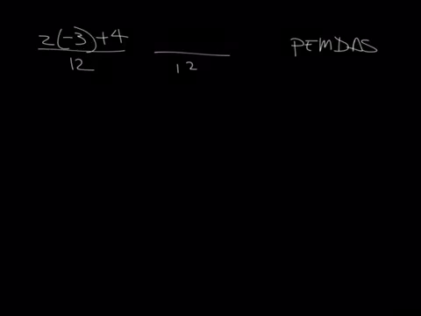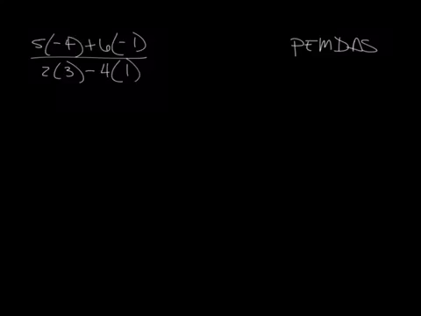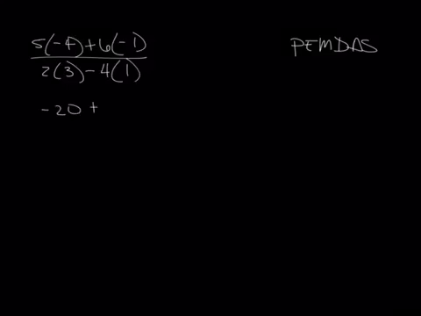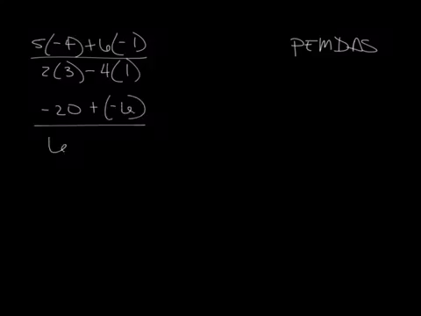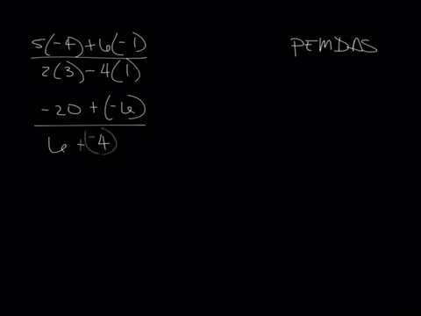Alright, so let's go ahead and keep going here. Part B says 5 times negative 4 plus 6 times negative 1 all over 2 times 3 minus 4 times 1. So let's do the numerator first. 5 times negative 4 is negative 20, plus 6 times negative 1 is negative 6. On the bottom, 2 times 3 is 6, minus 4 times 1 is 4. We're going to make that into a plus negative parenthesis so that we're adding.